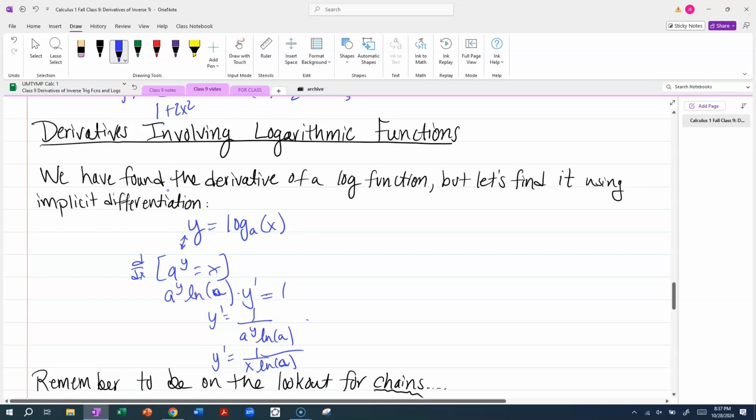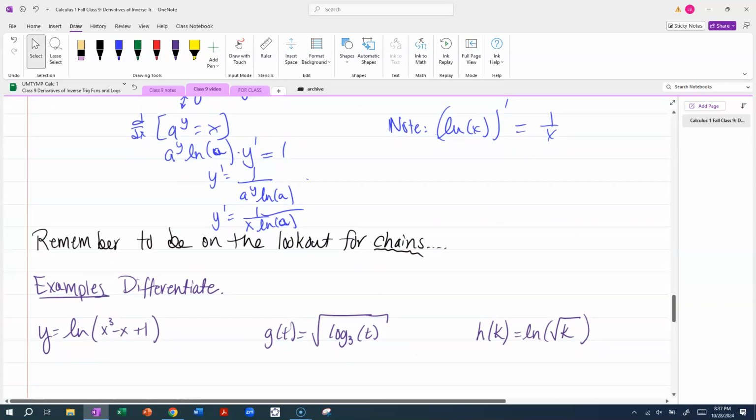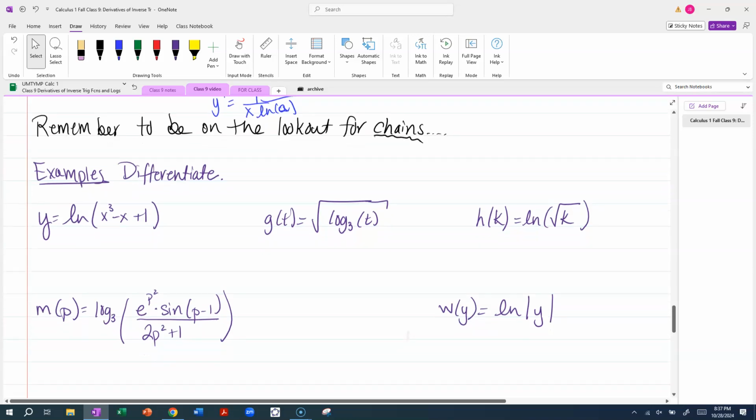It's also important to note that in the case of ln of x, a natural log, when we differentiate that, it's just going to be 1 over x, because we'd have ln of e, and ln of e is just 1. The only thing with all this is, like I said at the end of my last video, look out for chains. So let's see if we can differentiate each one of these.